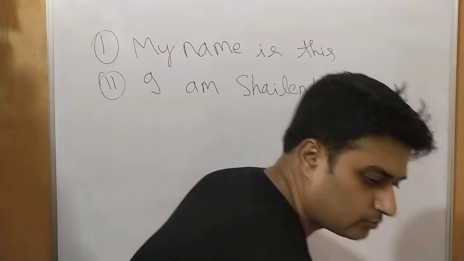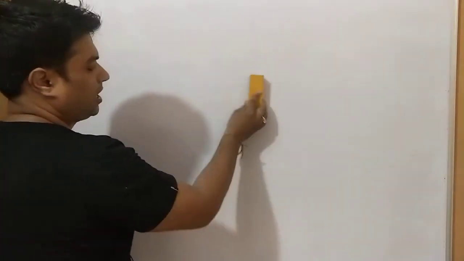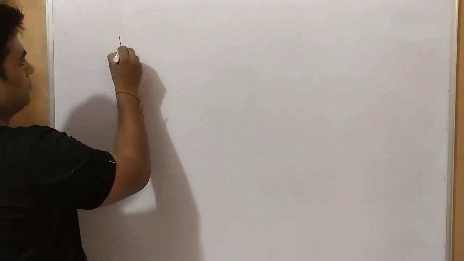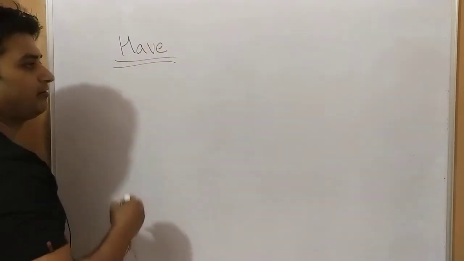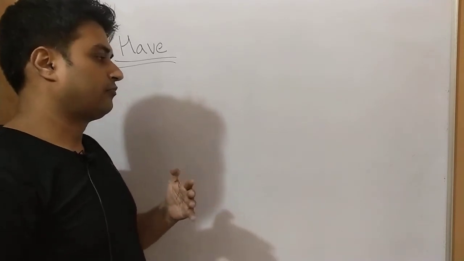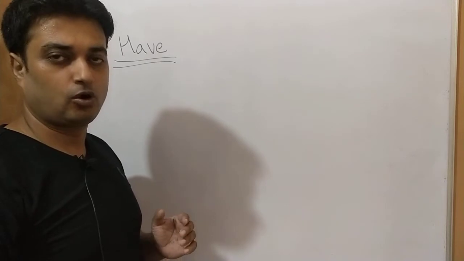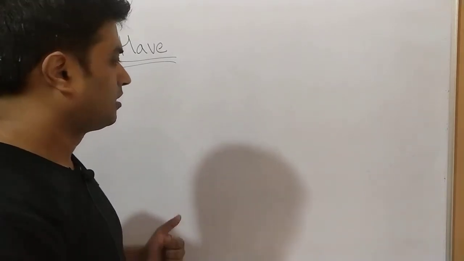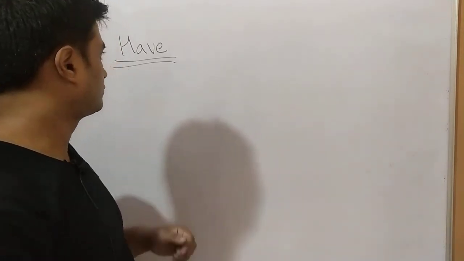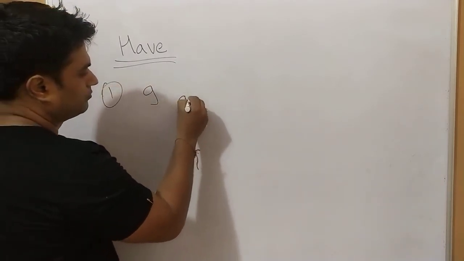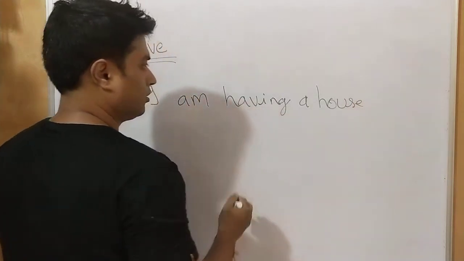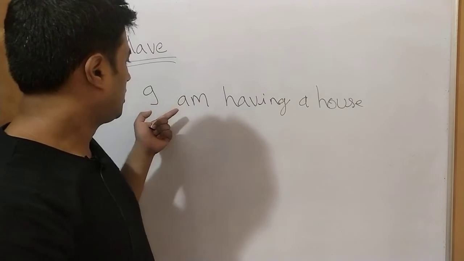And the second thing which I have noticed is many people saying "I am having a book, I am having a house." This verb "have," we are not supposed to use in the continuous tense when we want to say that we own something or we possess something or something is with us. For example, if I want to tell somebody that I own a house, then I have to say "I have a house." We cannot say "I am having a house." This is completely incorrect, because here we mean I own a house.